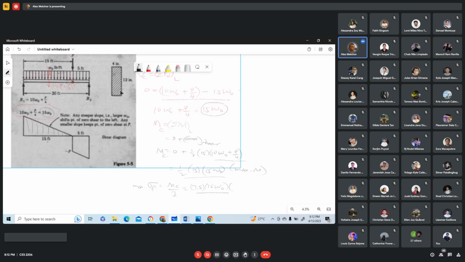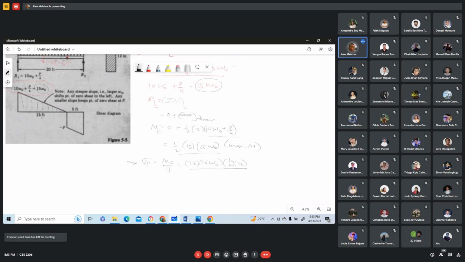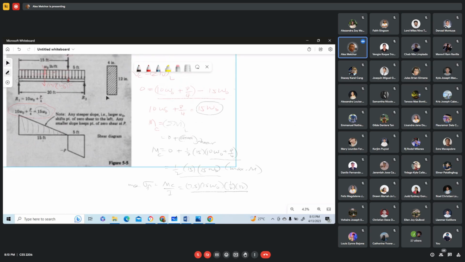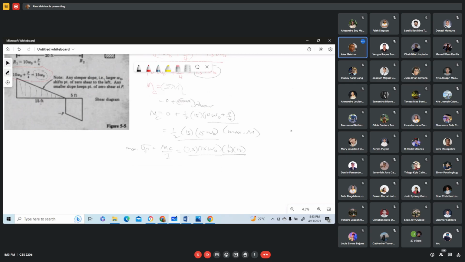Now the value of C here is 1/2 of 12, so 1/2 of 12 over I. Now our I here is the moment of inertia with respect to the neutral axis. So that is BH cubed over 12. Our base is 4, height is 12. So this will now be BH cubed over 12.